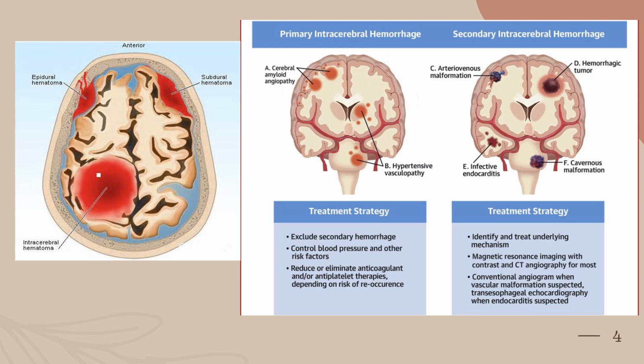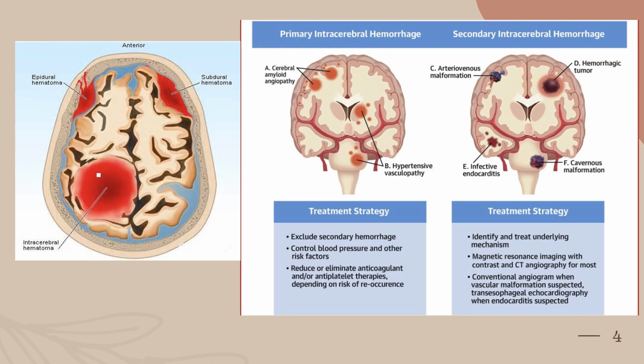Again, intracerebral hemorrhage can be primary or secondary. Primary can be due to cerebral amyloid angiopathy, which is a vascular abnormality, or hypertensive vasculopathy, which is a common cause in the elderly. Secondary can be due to AV malformations, a tumor, a cavernous malformation, or infective endocarditis with septic emboli.